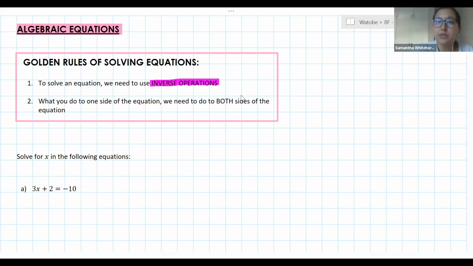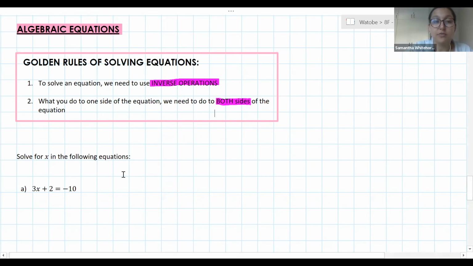And importantly, because this is an equation, what you do to one side, you need to do to both sides of the equation, because we need to keep it balanced. If I'm taking 2 away from the left, I have to take 2 away from the right as well. Otherwise, I'm throwing my equation out of balance. So what you do on one side, you have to do on the other side. And if we can remember that, the equation should be quite easy.